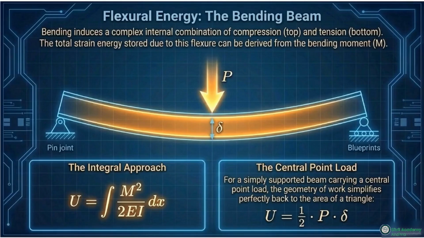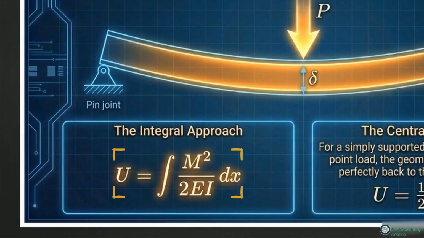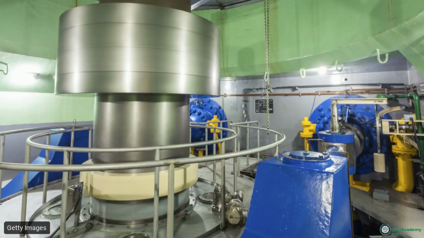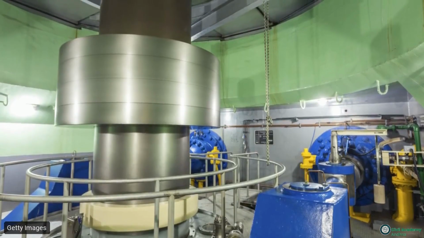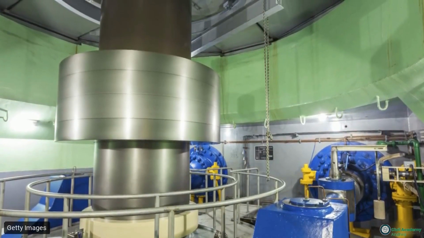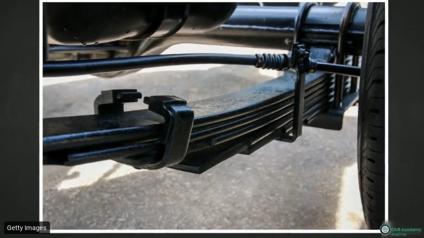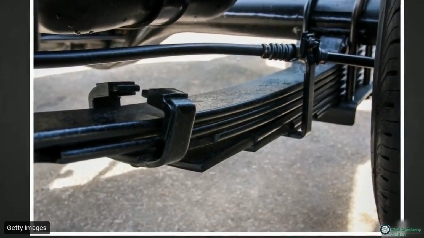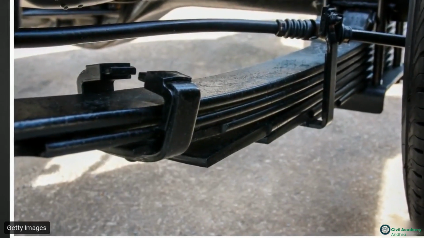Bending induces a complex internal gradient, placing the top in compression while stretching the bottom in tension. To calculate total flexural strain energy, we use the integral approach, integrating squared bending moment over the beam's flexural rigidity. In heavy industrial power systems, drive shafts like this store vast amounts of rotational energy, derived from intense twisting moments integrated across the cylindrical volume. In highly dynamic environments, such as this leaf spring suspension, engineers stack materials specifically to integrate these bending and shear energies, safely absorbing repetitive vehicular impact.